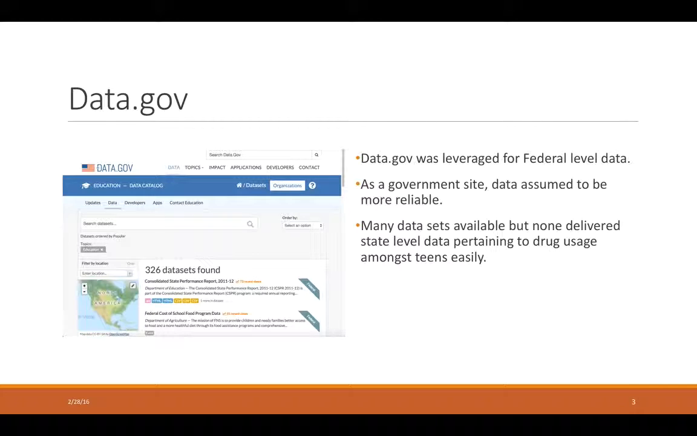Of the different data sets that were available, none delivered the state level information that I needed for adolescent drug usage by state for those time frames. So I had to improvise with federal level information.